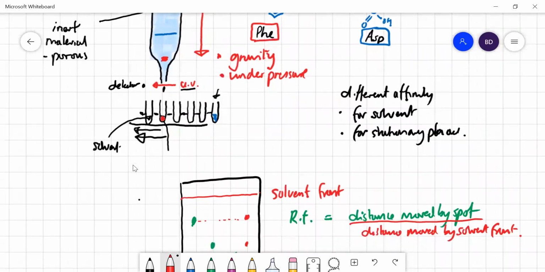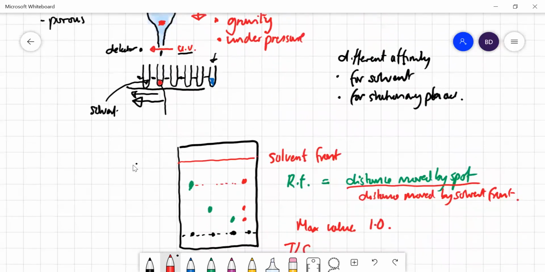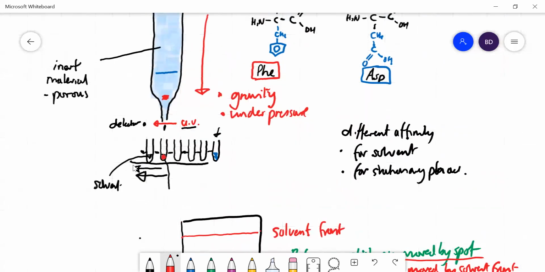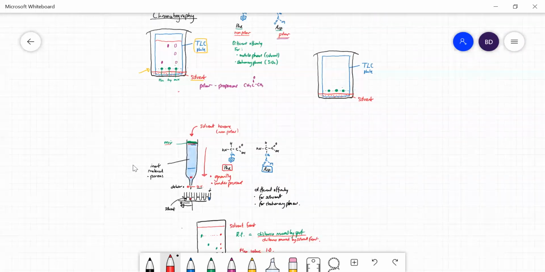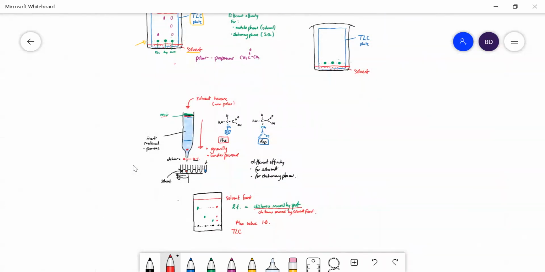Okay, so that is TLC and column chromatography. Very, very similar processes. Don't forget, it's the separation. They separate because of differences in affinity for the solvent, the mobile phase, and the stationary phase.